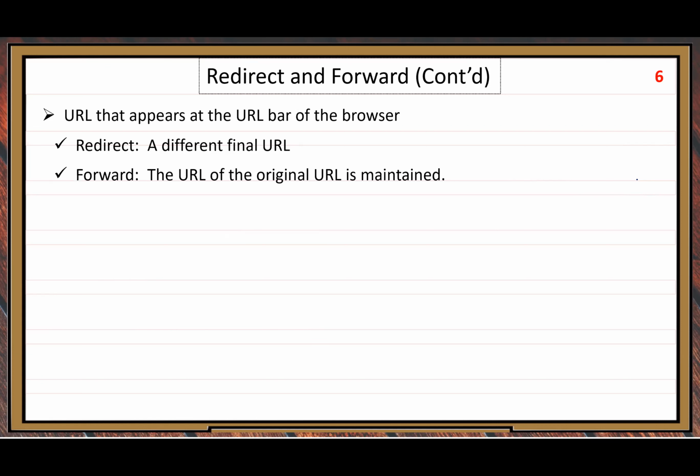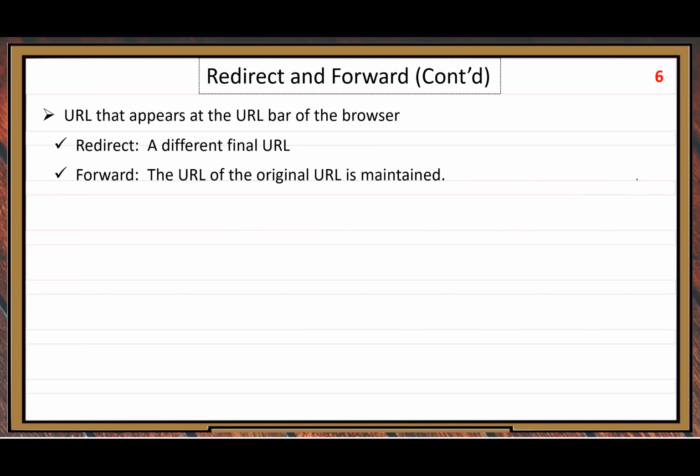Forward, the URL of the original URL is maintained. You won't see a new URL. You see the previous URL. All right? You do not see a new URL. When you forward to a new page, you do not see the URL for that new page. You see the URL for the previous page. Why? Because you still use the request scope of the previous page, right?